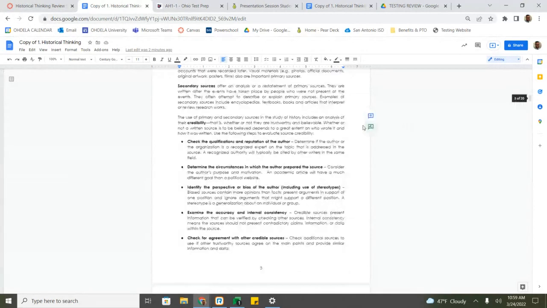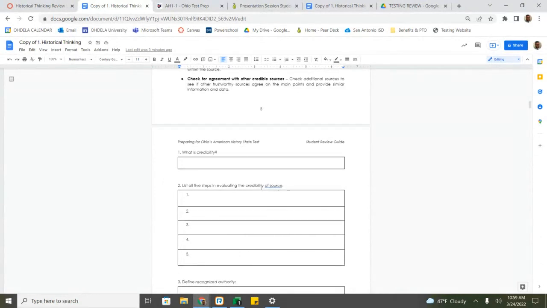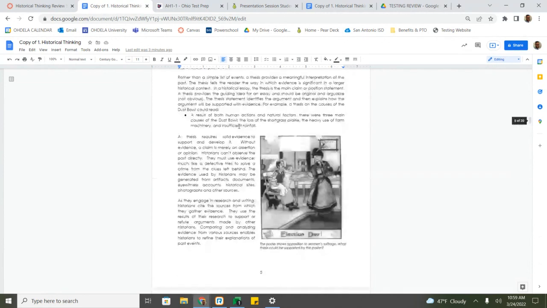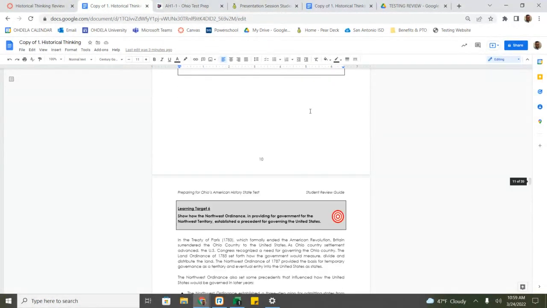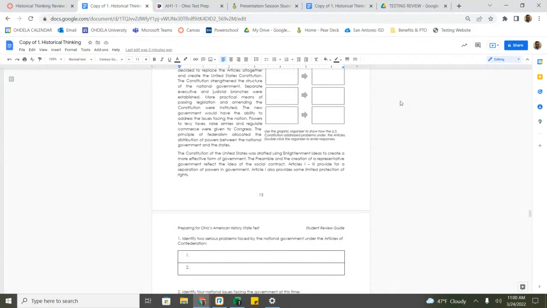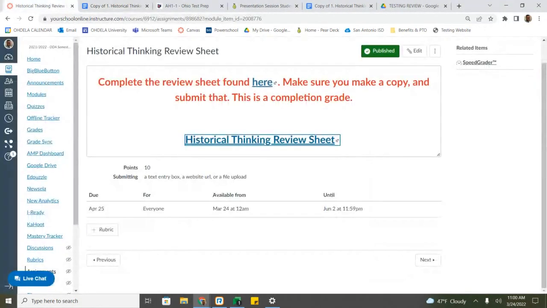Learning target 2, you'll read through here. Tell me what credibility is and list all 5 steps in evaluating credibility. And guess what? They're right here. And that's all this is. It's just breaking down different ways to think about history. So it looks like it's a lot, but it's really not that much. It's really not that difficult. And you have about a month to do it. Okay. And remember, it's just a completion grade.